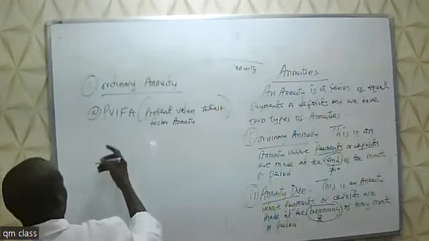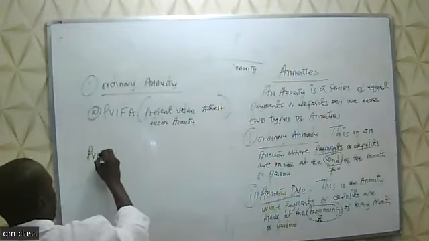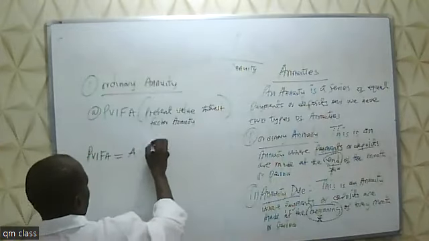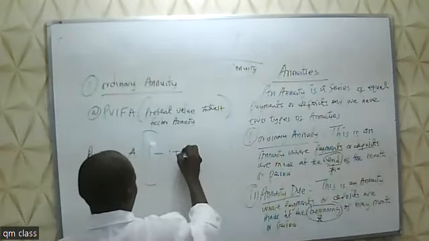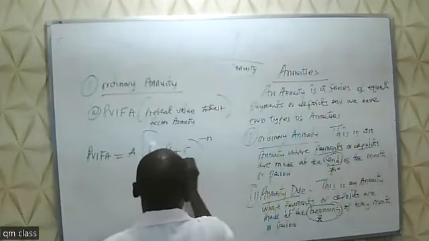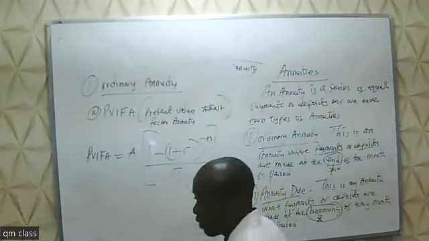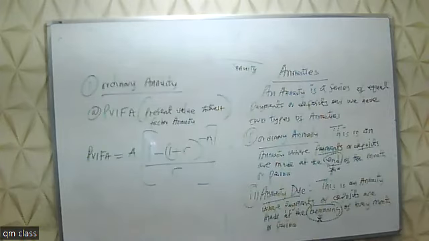Okay, so that is the one. The PVIFA is equal to the amount times 1 minus (1 plus R) to the power negative N, over R. Okay, so we have that formula there. That's the present value interest factor of an annuity, so it's A, the amount of annuity. That formula may not be given in an exam. You need to know that one.